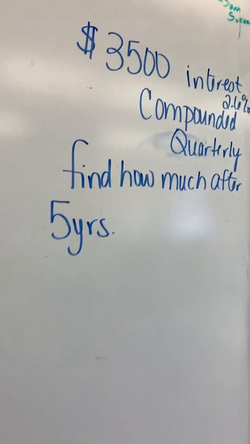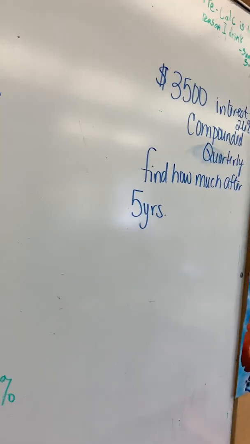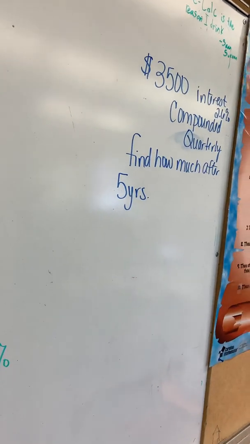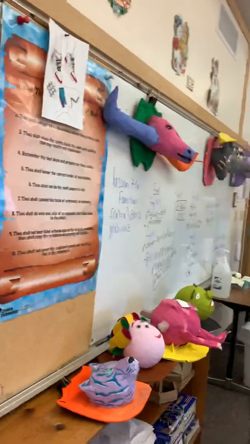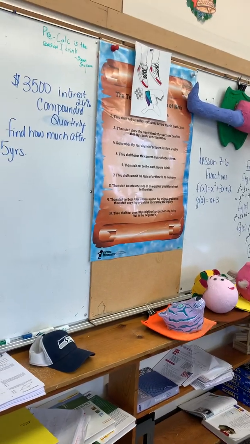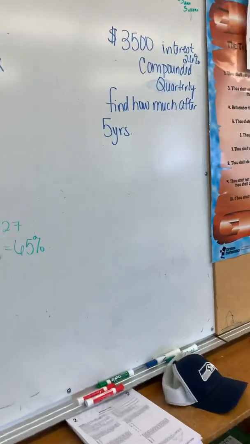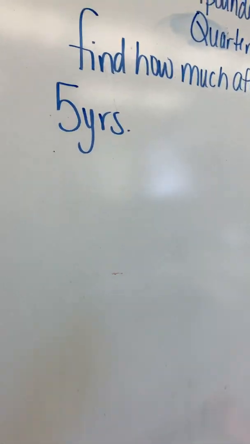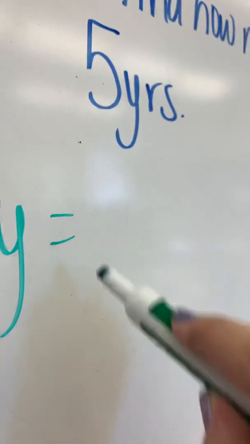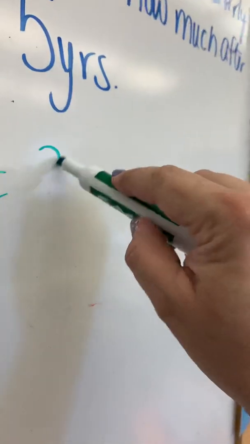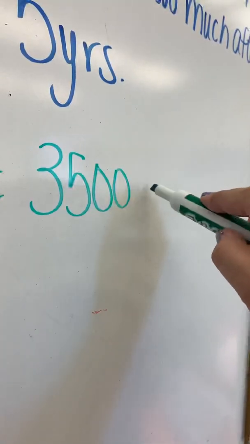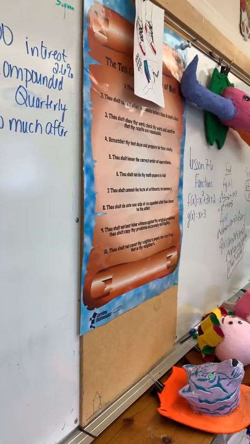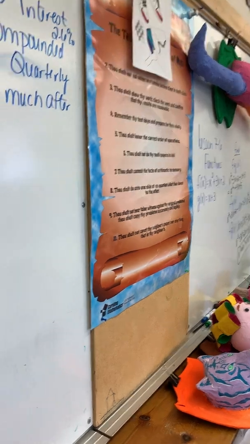This right here. Let's say you want to put $3,500 into an account. And it is compounded quarterly. How many times a year is it compounded then? 4 times. Okay? Quarterly is 4 times. I want to find how much money I'm going to have after 5 years. So your equation, y equals, what's your initial value? Okay, is that a growth or a decay? Better be a growth, okay?